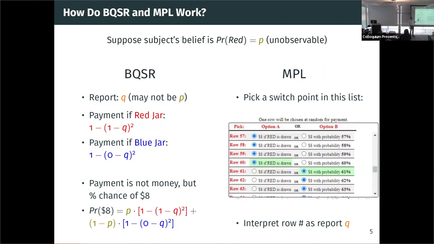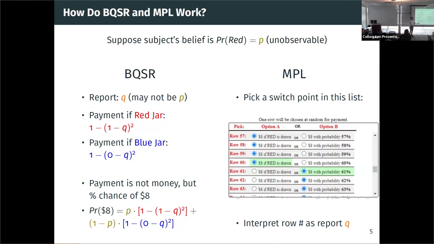Okay? And so if you write it out, what's my overall probability of winning the prize? Well, my personal belief as a subject is probably P that it's the red jar. And here's the probability I get paid if it's the red jar. Probably 1 minus P is the blue jar. And here's the probability I get paid if it's the blue jar. Do a little bit of calculus, first order condition, solve this thing, and you find that telling the truth is the optimal report.